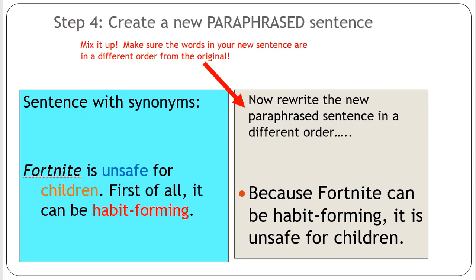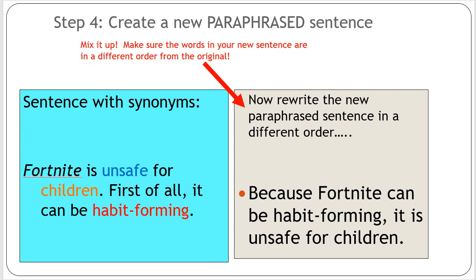Then you're going to create a new paraphrase sentence. Mix it up. Make sure the order of the words in your new sentence are in a different order from the original. This is the sentence with our synonyms. Fortnite is unsafe for children. First of all, it can be habit forming.